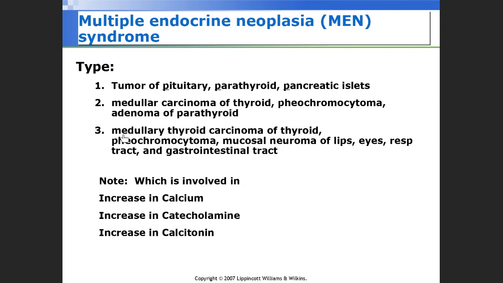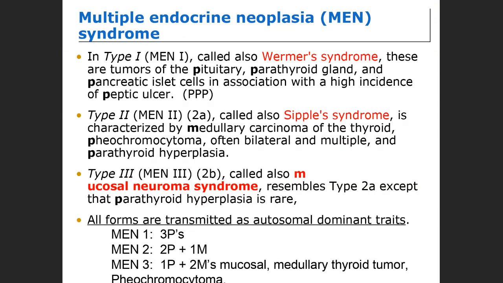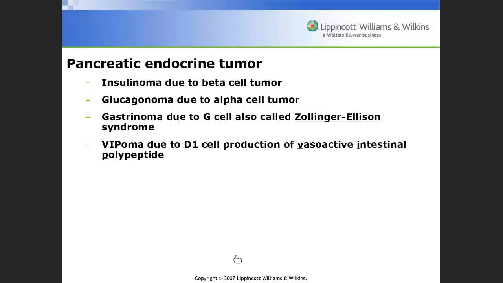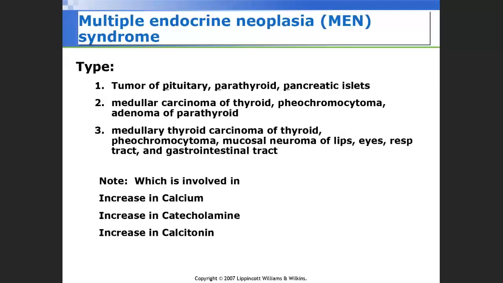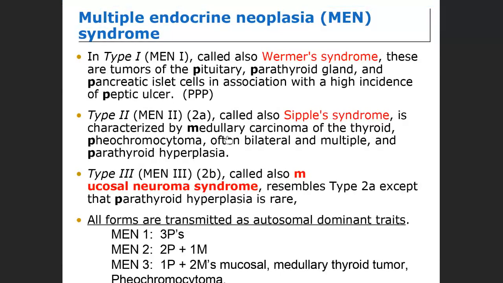And MEN 3, you can say it's either 3M: the medullary thyroid, the medullary of the adrenal, or the mucosal neuroma. Or you can say this is 2M and 1P. And so lastly, this is it. I'm not going to talk about pancreatic tumor, so you don't have to worry about that. But this will outline for you the three different MEN: MEN 1, MEN 2, and MEN 3. MEN 1 is known as the Wermer syndrome.